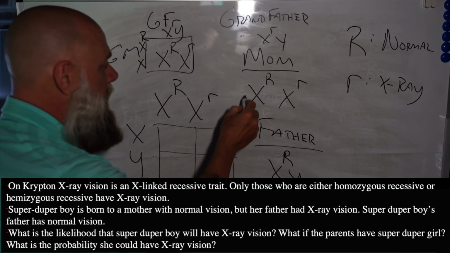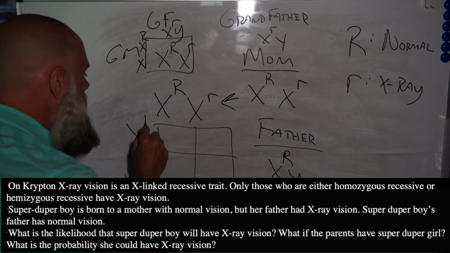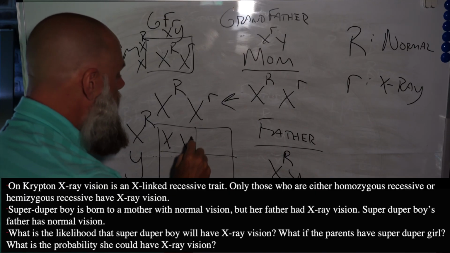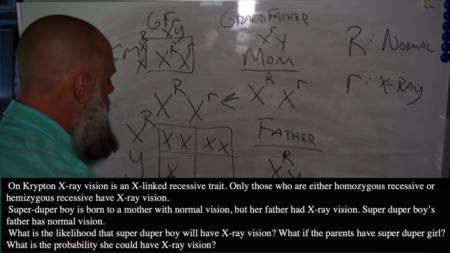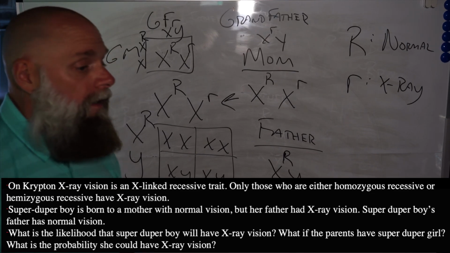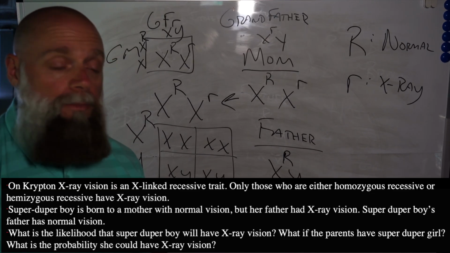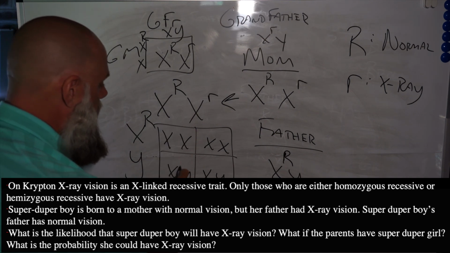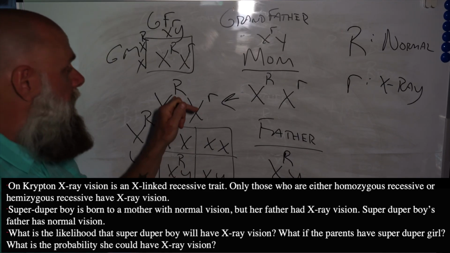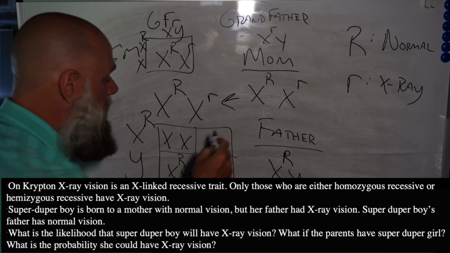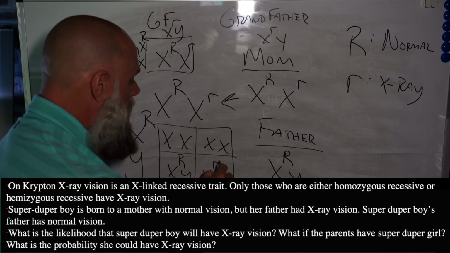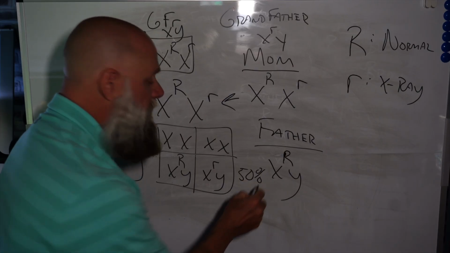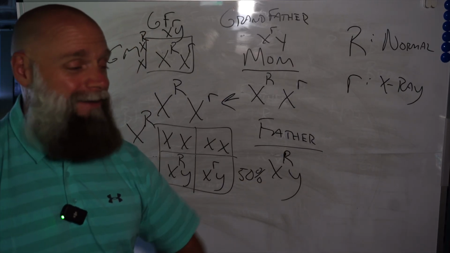So here's mom's right here. Dad's got the homozygous dominant allele. So now we can fill in our Punnett squares. So that's girl, that's boy. Right now, it says, what is the likelihood that super duper boy will have X-ray vision? Well, let's figure this out. So we're going to get one possibility as mom provides the X with the dominant allele. The other possibility is mom provides the recessive allele. So for the boy, it's 50%. There's a 50-50 chance that the boy will in fact have X-ray vision.